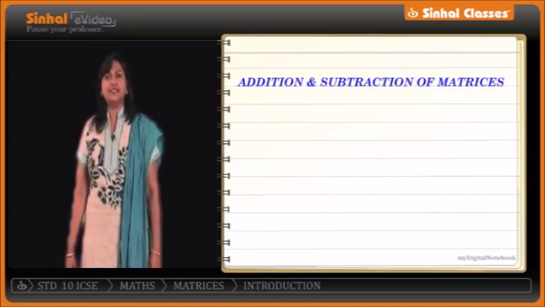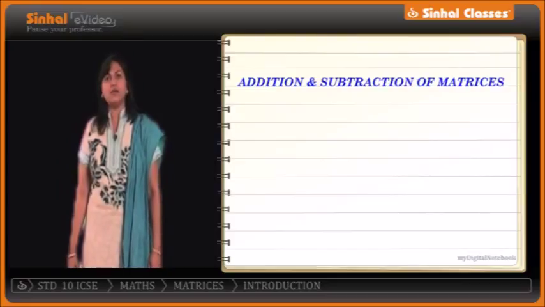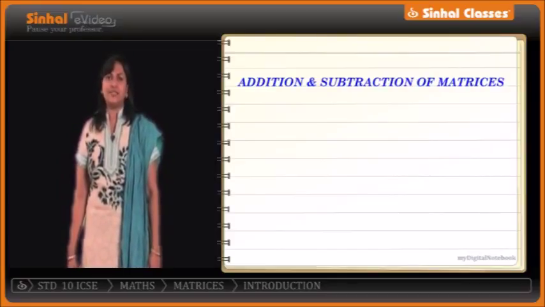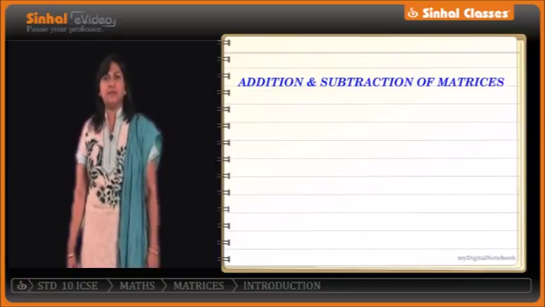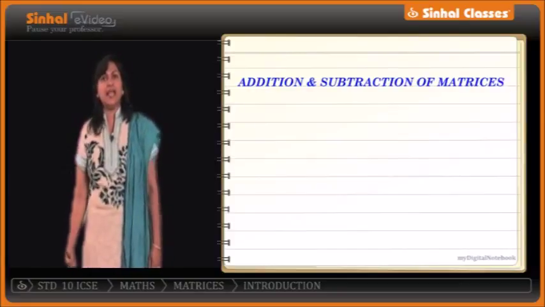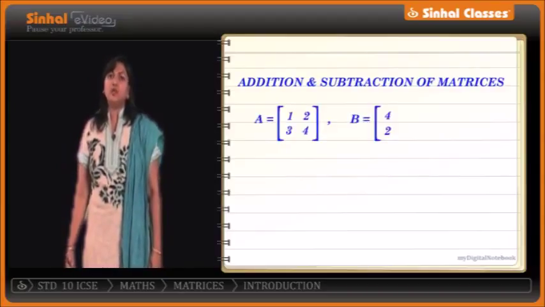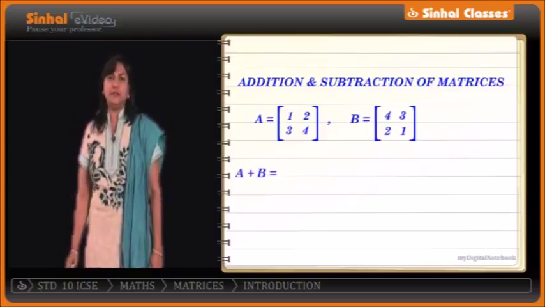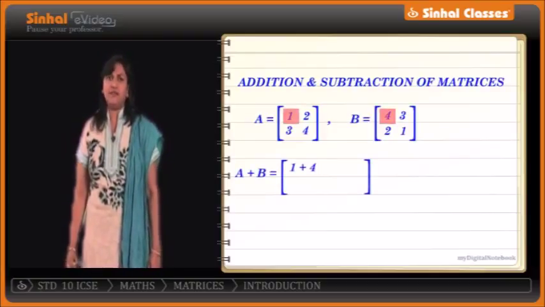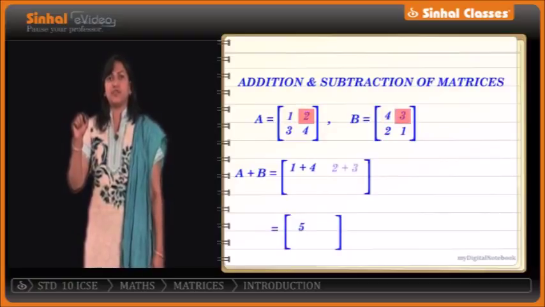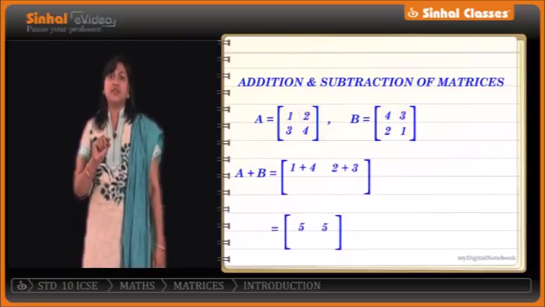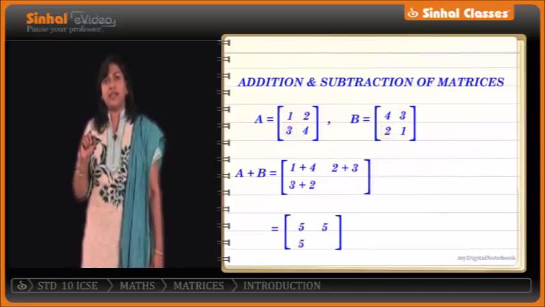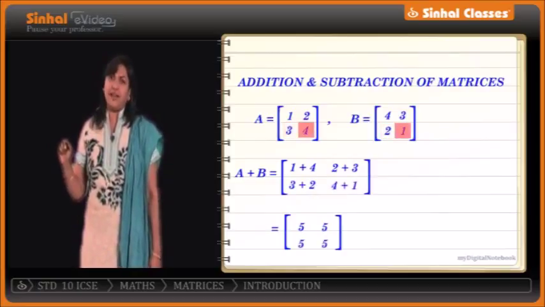Now we learn about addition and subtraction of matrices. 2 matrices can be added or subtracted only if they have the same order. Let's take an example. We have 2 matrices A and B of the same order. To add 2 matrices, we simply add the corresponding elements. That is, the first element will be 1 plus 4, 5. Second element, 2 plus 3, 5. Third element, 3 plus 2, 5. And the fourth element will be 4 plus 1, 5.